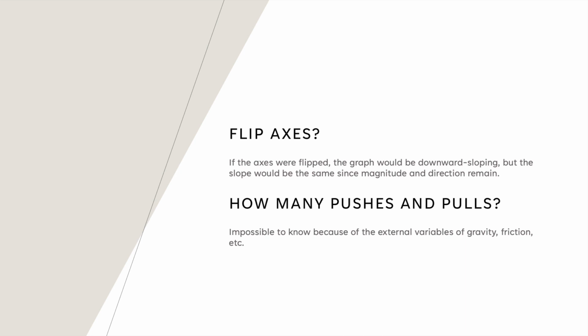We cannot calculate the pushes and pulls because there are so many external variables that could be adding gravitational force onto the water bottle, so many surrounding objects that could be affecting it. With gravity and friction, it's really impossible to calculate.